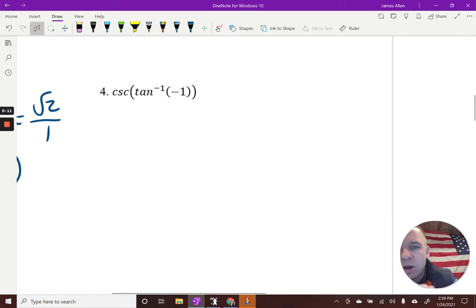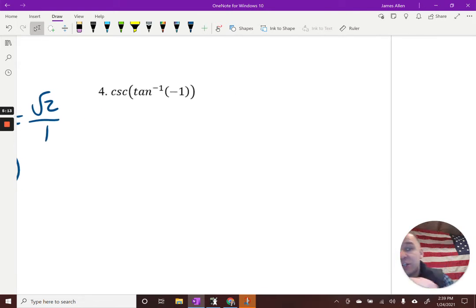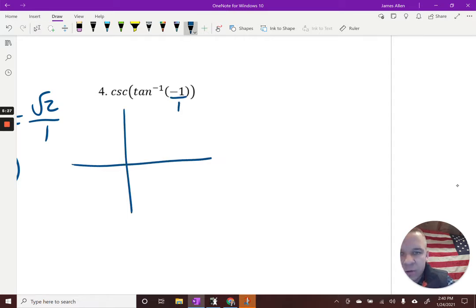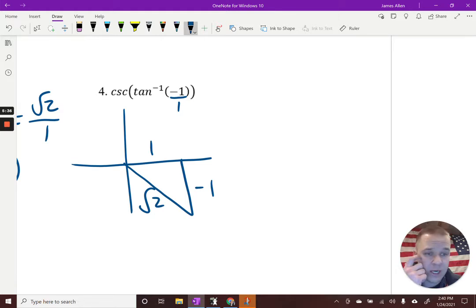Next one. Cosecant of inverse tangent of -1. Okay, so the inverse tangent function is negative in the fourth quadrant, right? So it's restricted to that. I'm going to go ahead and draw that. You can think of this as -1/1. And if I draw that triangle, opposite, adjacent, that is a root 2, right? I recognize it. It's a 45, 45, 90 triangle. So this is going to be -pi/4. That's what that is. But do I really care?